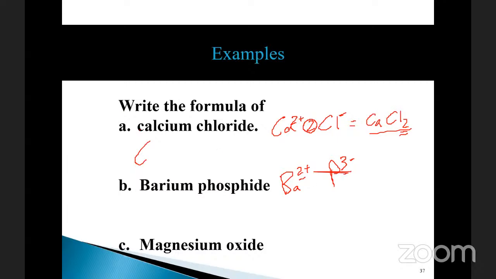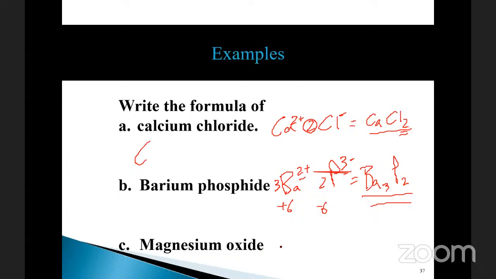Sorry about that. I don't know where that happened. So what I would do in this case is multiply this here by 3 and this by 2. Because when I multiply 3 times +2, I get a total charge here of +6. And when I multiply 2 times -3, I get a total charge here of -6. So the charges are canceling out. So when I put this together, the final answer becomes Ba3P2. So this would be the formula for barium phosphide.